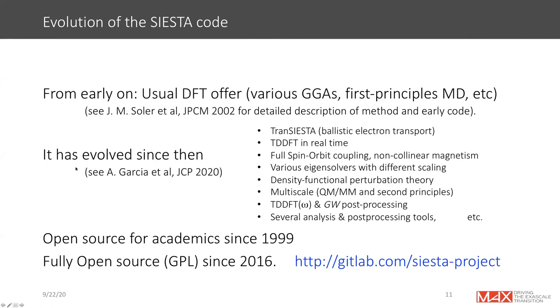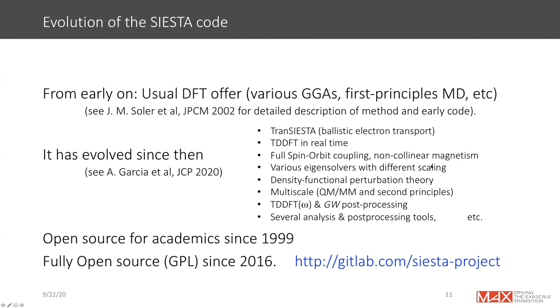And since then, it has evolved substantially. And there is a recent account of the status in this other paper by Alberto Garcia and others in the Journal of Chemical Physics this last year in 2020. And here, let me just mention some of the developments. There has been quite a lot of development for ballistic electron transport through nanostructures in the TranSIESTA code, which is part of the Siesta package. There is also time-dependent DFT in real time. There is full spin-orbit coupling with non-collinear magnetism, various eigensolvers with different scaling, as I mentioned before, and Alberto will tell you more about that.